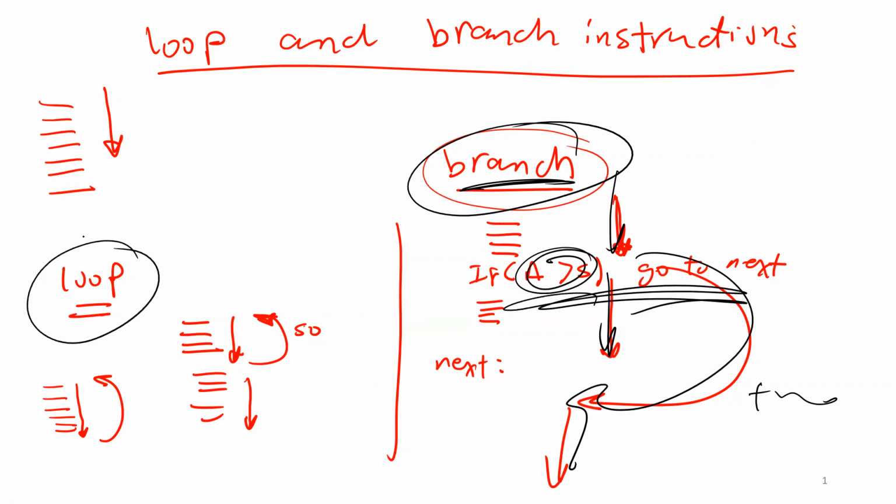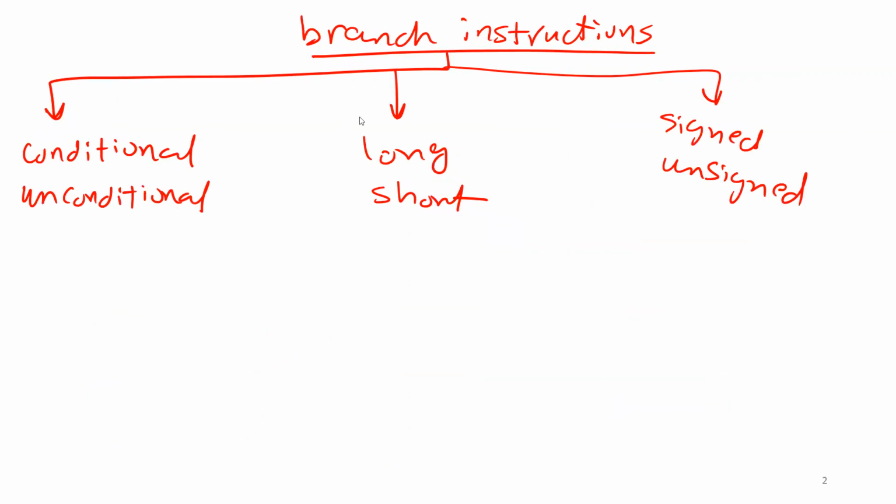Loops, you know what I mean by loops. Loops means some code or some instructions I want to repeat, I want to run multiple times, like for loops. You want to repeat it, right? That's what I'm going to explain now. I'm going to start with branch instructions. Let's first make a classification of the branch instructions I'm going to teach.